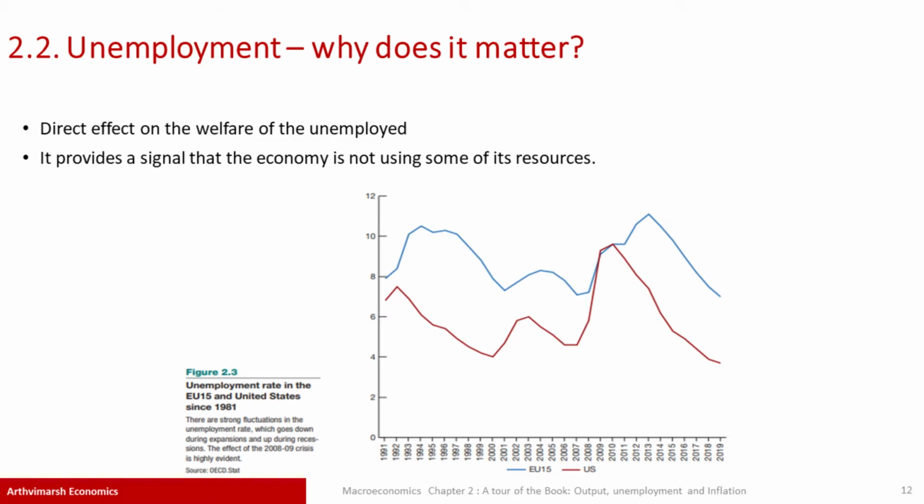The second key reason why economists care about the unemployment rate is because it provides a signal that the economy is not using some of its resources. Most importantly, the human resource is not being used. When the unemployment rate is high, many workers who want to work do not find jobs. The economy is clearly not using its human resources efficiently. What about when unemployment is low? Can very low unemployment imply the same problem?